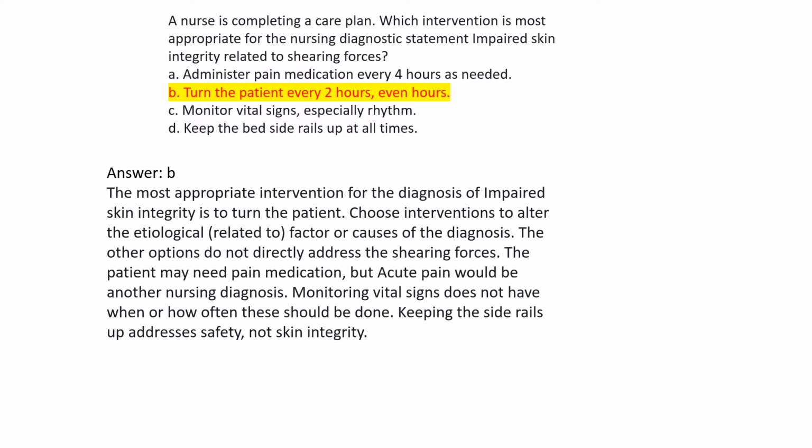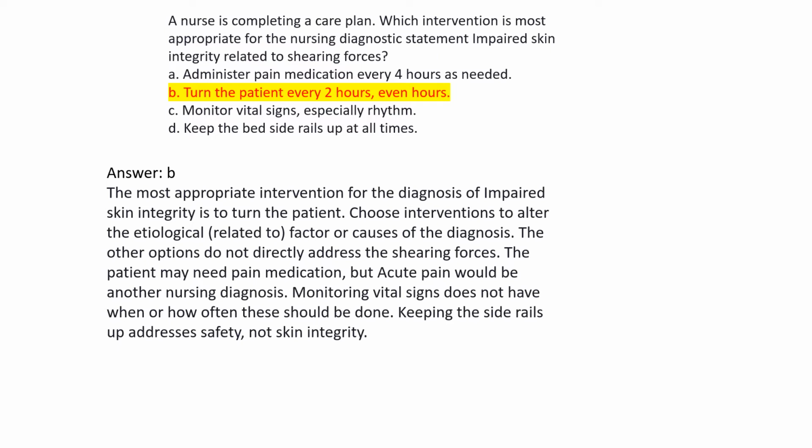Answer B. Turn the patient every 2 hours, even hours. The most appropriate intervention for the diagnosis of impaired skin integrity is to turn the patient. Choose interventions to alter the etiology, the related-to factor or cause of the diagnosis. The other options do not directly address the shearing forces.